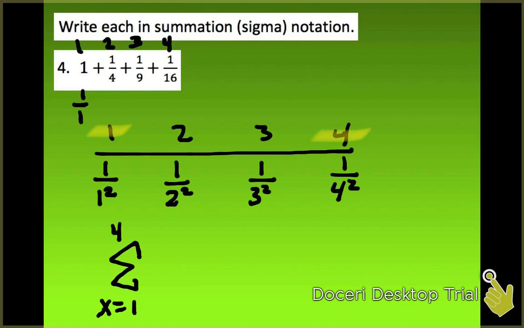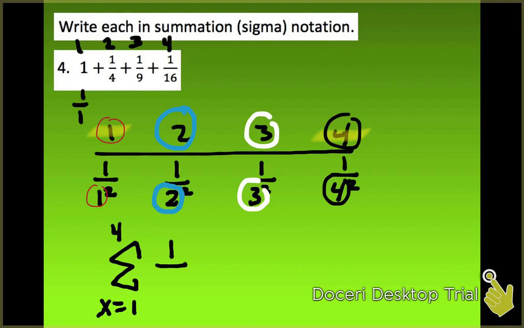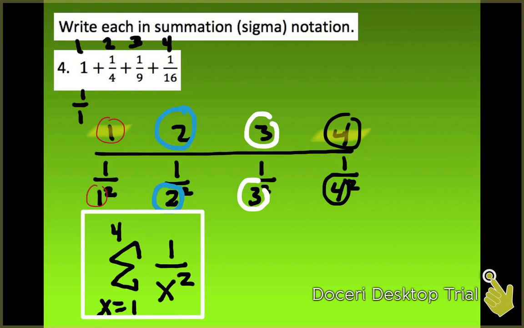Now you need to write the formula for this. So the formula for this would be 1 over, well, 1 goes with 1. 2 goes with 2. 3 goes with 3. And 4 goes with 4. So this is actually going to be 1 over x squared. So the sum from 1 to 4 of 1 over x squared. And that, my friends, is your answer. These do get a bit trickier, so we're going to do 2 more examples here. You'll do a couple more in class.